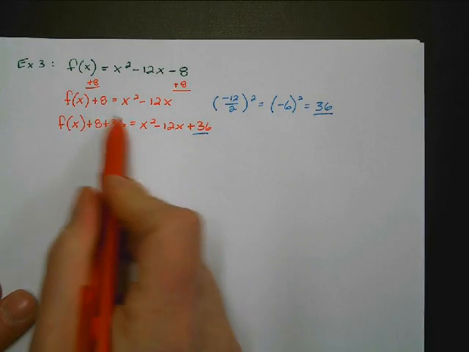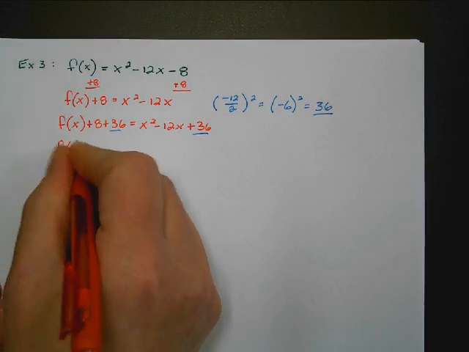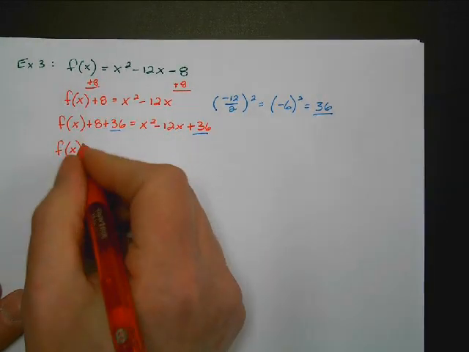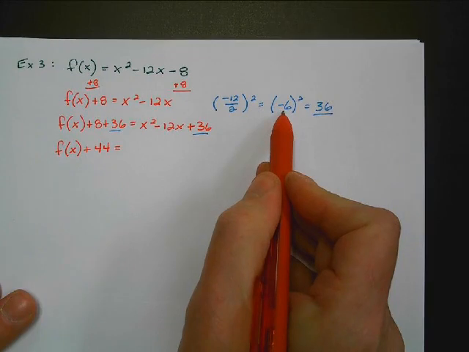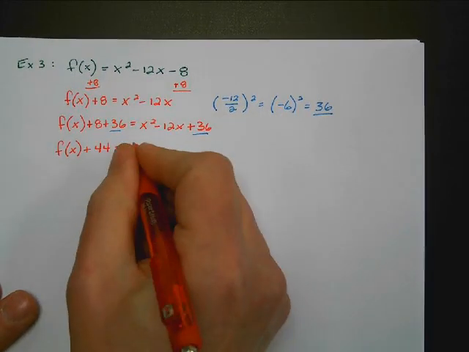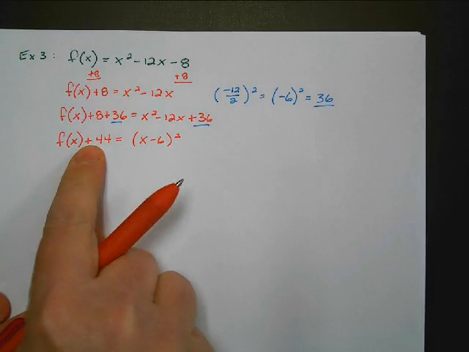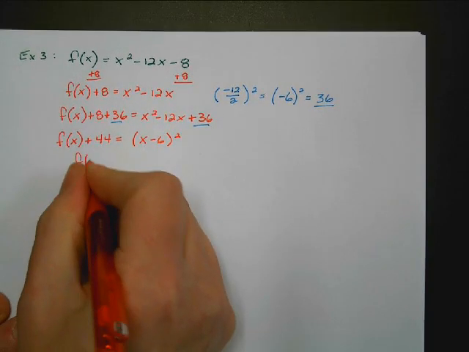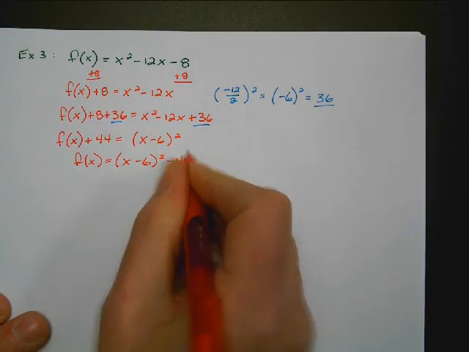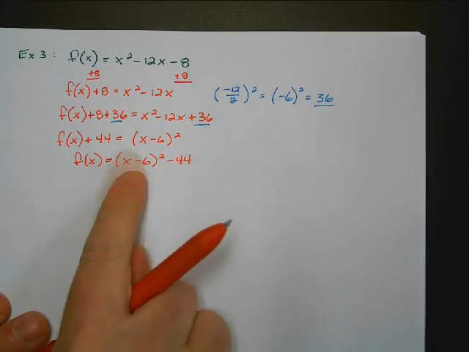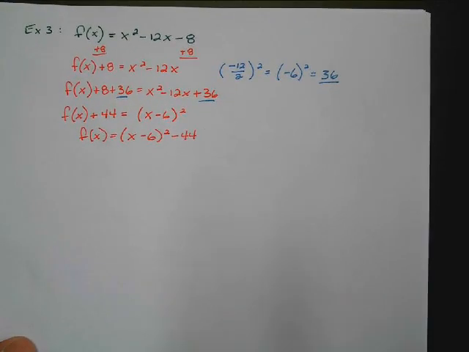Fourth step, we simplify this side, and then we write this side as a perfect square. So on this side, we do f of x, 8 plus 36 is 44. Over here, the number that we squared was negative 6. So this is the perfect square of x minus 6 squared. Last up, we need to make it in vertex form, so I subtract 44 from both sides. I get f of x equals quantity x minus 6 squared minus 44, because I subtracted 44 from both sides. So my vertex must be at positive 6, negative 44. All right, so that was a little too easy.